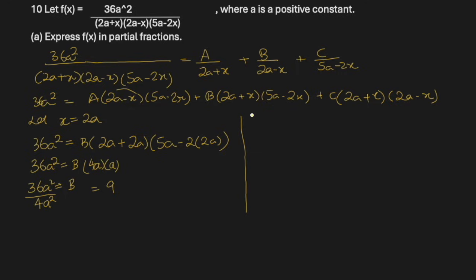Let's assume next that x equals minus 2a now. So the left hand side remains untouched again, and this will be 2a minus 2a, and this will be 5a minus 2 times minus 2a. And 2a minus 2a will become 0, so gone. This also becomes 0, this is also gone. So this is the only one left. 36a squared equals 4a.